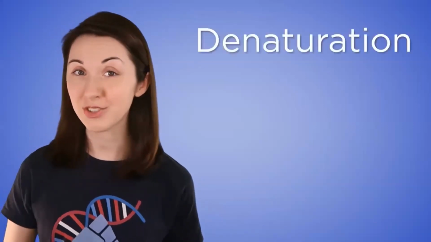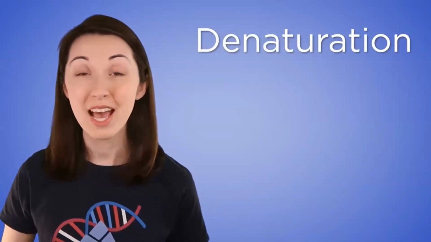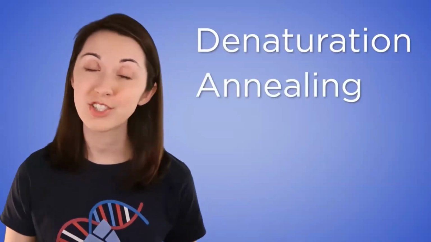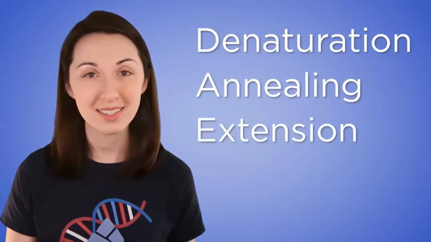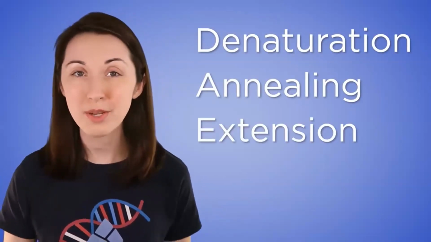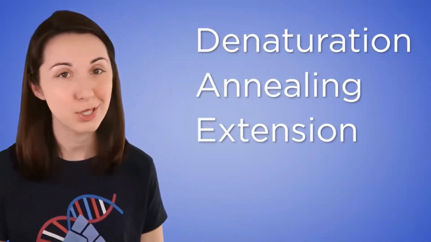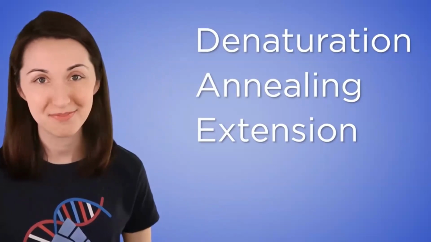PCR is composed of three main steps: denaturation, which separates the two complementary strands of DNA, annealing, which specifies the region of DNA to be copied, and extension, which copies the DNA. These three steps will then be repeated over and over again. Now let's take a deeper look into how all of this works.